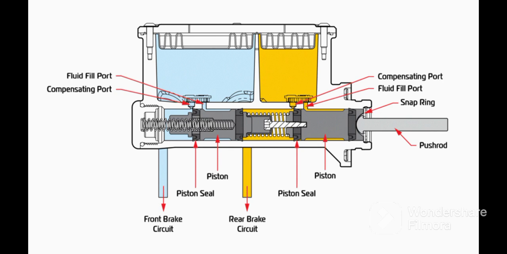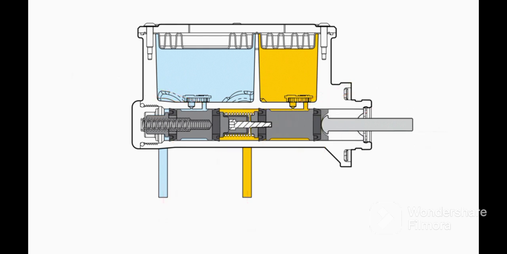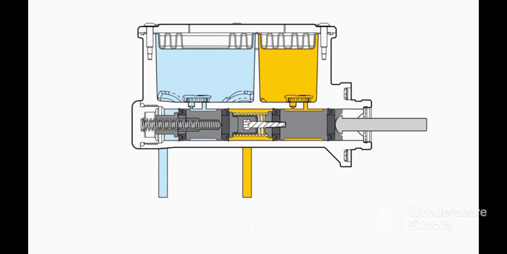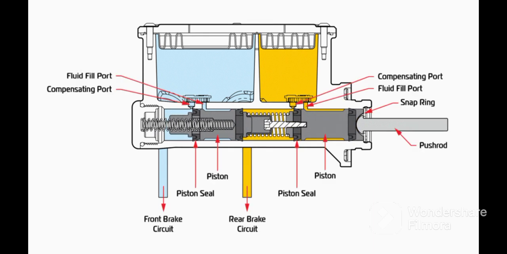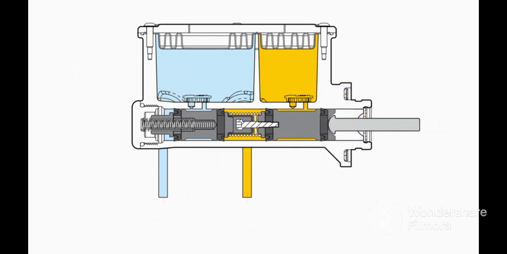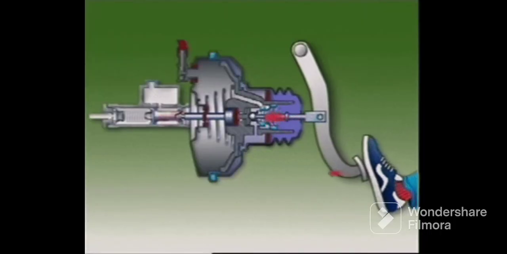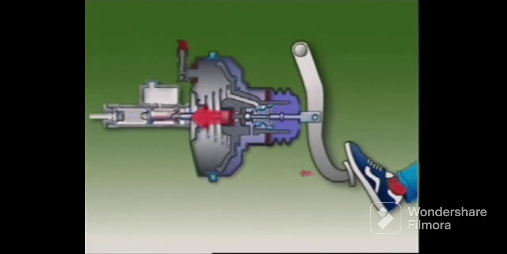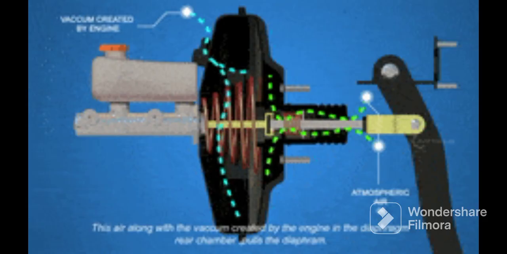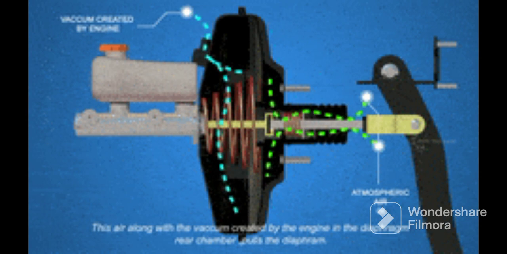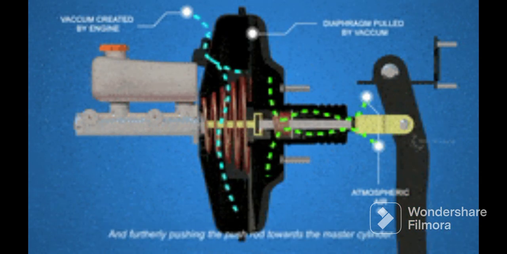Brake master cylinder. This is the device that generates hydraulic pressure when you press the brake pedal. It contains a reservoir for brake fluid and a piston that pushes the fluid through the brake lines. Brake booster. This is a vacuum-powered device that amplifies the force you apply to the brake pedal. It can make it easier to apply the brakes, especially in larger or heavier vehicles.